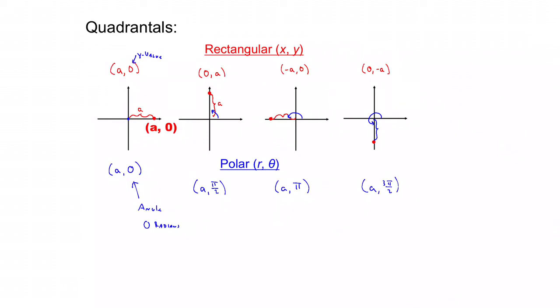And so there are the 4 quadrantals in rectangular form and in polar form. And that's it for day 2. Write down those important pieces that you will need to make sure you understand the lesson.